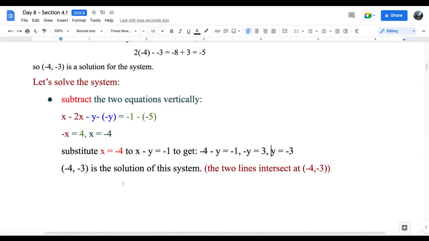So we found the solution. We found one solution. The x value is -4 and the y value is -3. So this ordered pair, or this point, is the solution, because we solved it. That's only one solution. That's why we call it the solution for this system. Graphically, it means the two lines intersect at the point (-4, -3). Does anyone have any questions?